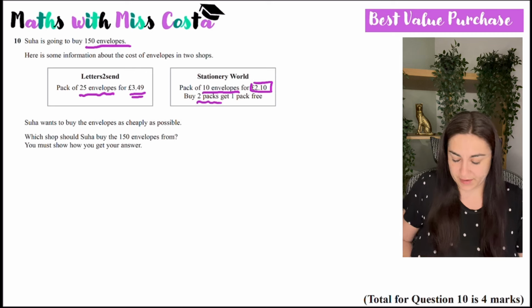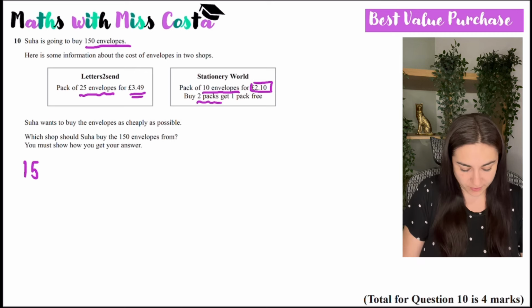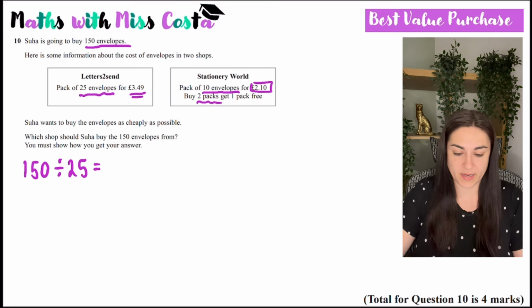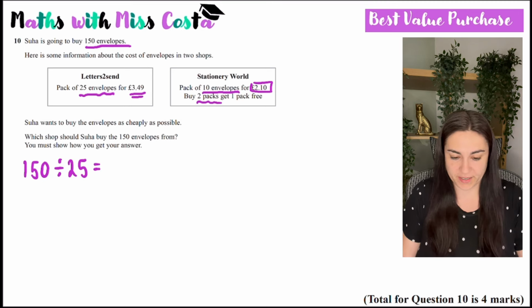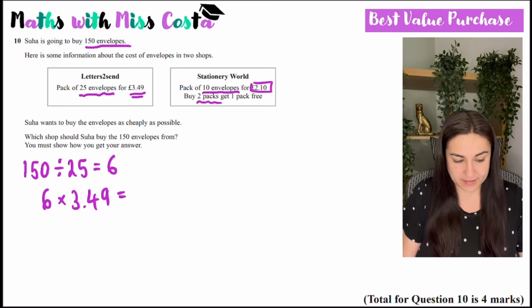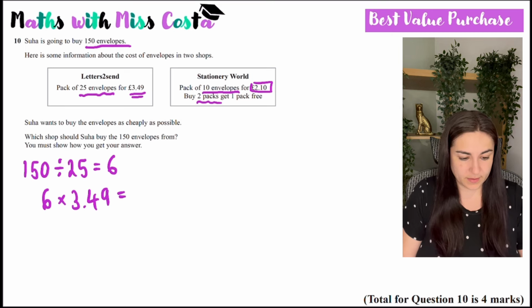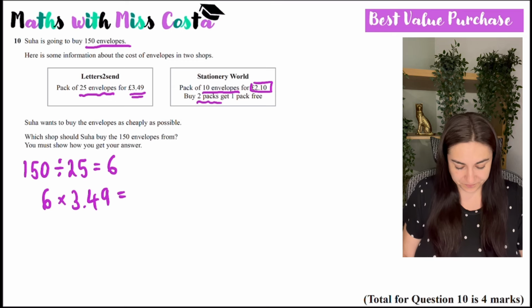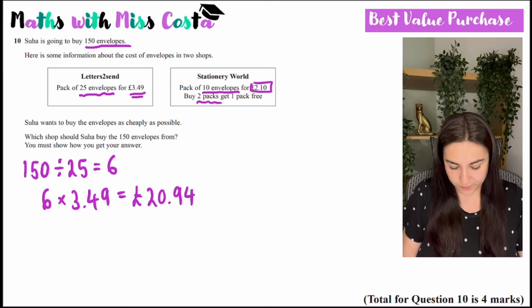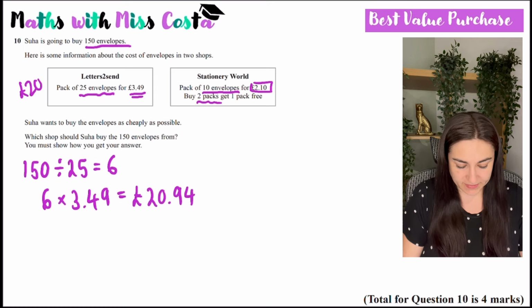So for 25 envelopes, I can do 150 divided by 25 to see how many packs of 25 she needs to buy. So 150 divided by 25 is 6. So she needs to buy 6 packs of 25, which cost £3.49. So if I just type that into my calculator, that tells me that she can buy them from Letters to Send for £20.94. So £20.94 from over here.